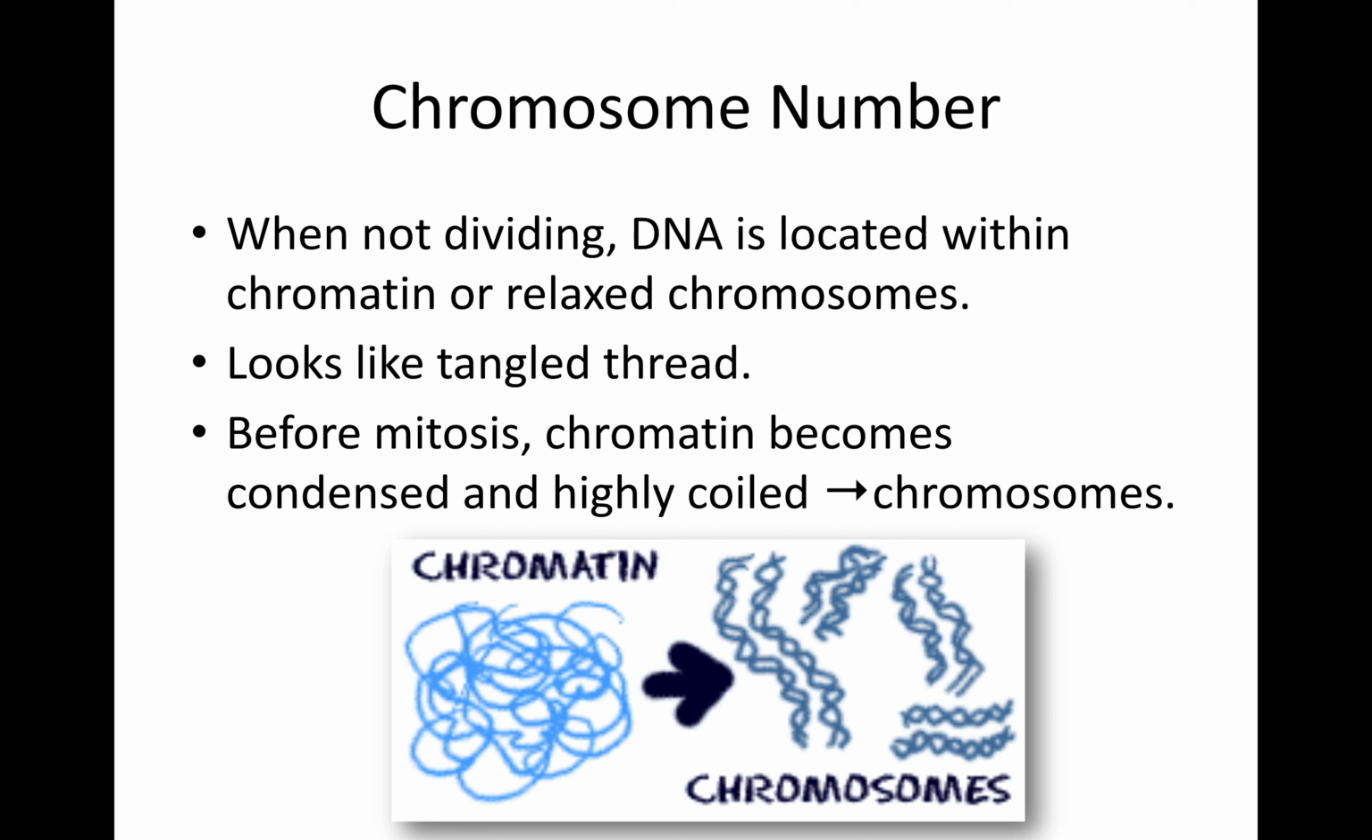Before mitosis, before it gets ready to split, or I should say split because it's already replicated in the S phase, chromatin becomes condensed and highly coiled, which is called a chromosome. So the two things that you need to remember from this slide are that chromatin is loose DNA and chromosomes are tight DNA that happens right before the nucleus divides. Okay, it's kind of like prepping and getting ready. It's almost like cleaning your room.